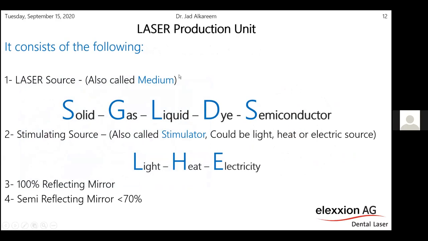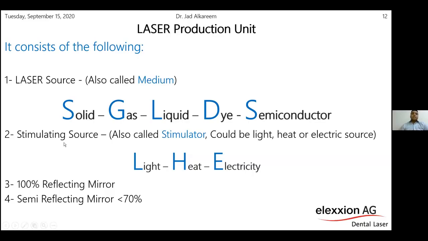In every laser device you have in your clinic, whether dental or dermal, we have something called the laser production unit, which consists of 4 main components. First is the laser source, which is the atom that we mentioned before. We can produce laser from a solid material, a gas, a liquid, a dye, or a semiconductor. This is the source of the laser, and of course it is in the ground state.